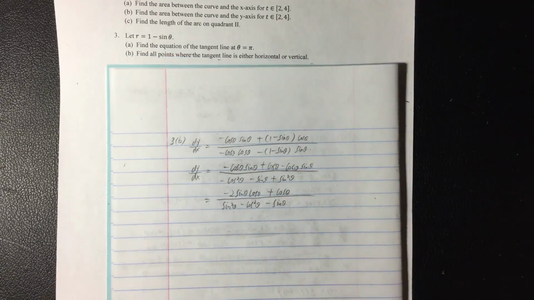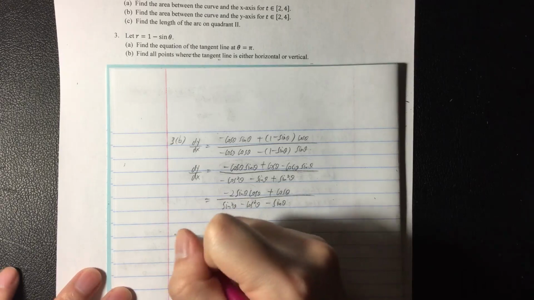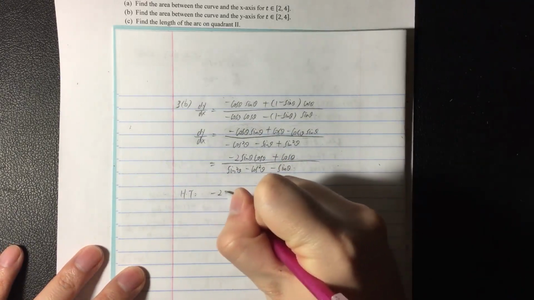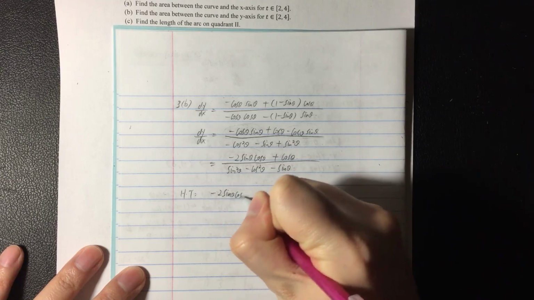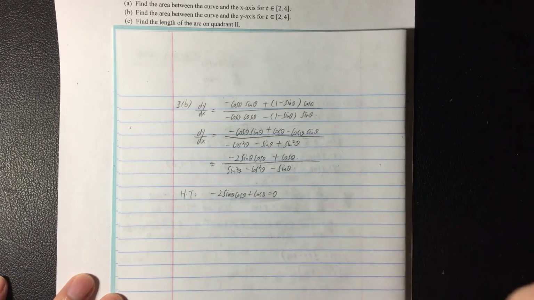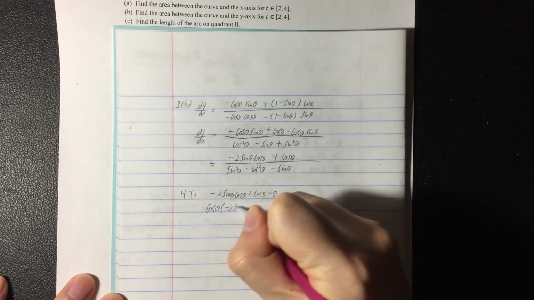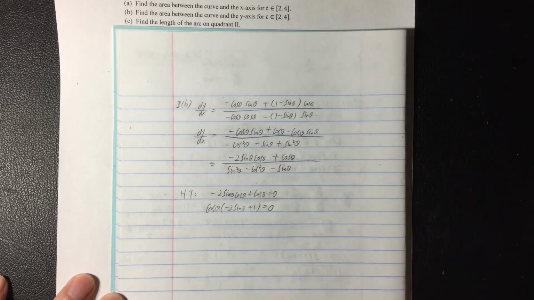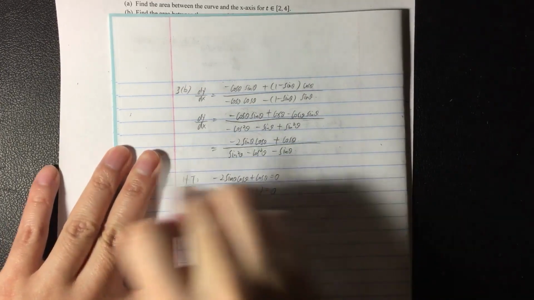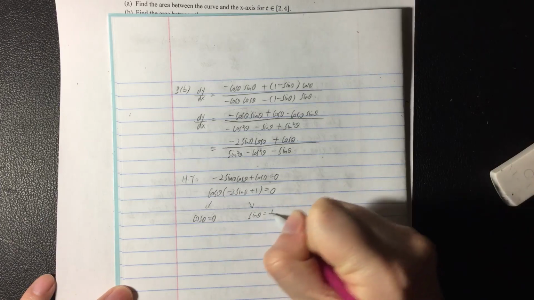Then, for a horizontal tangent line, I set the numerator equal to 0, and for a vertical tangent line, I set the denominator equal to 0. Solve the equation for theta. For the horizontal tangent line, negative 2 sine theta cosine theta plus cosine theta equal to 0. I can first factor cosine theta out. If I pull out cosine theta, I have negative 2 sine theta plus 1 equal to 0, which means either cosine theta equal to 0 or sine theta equal to a half.